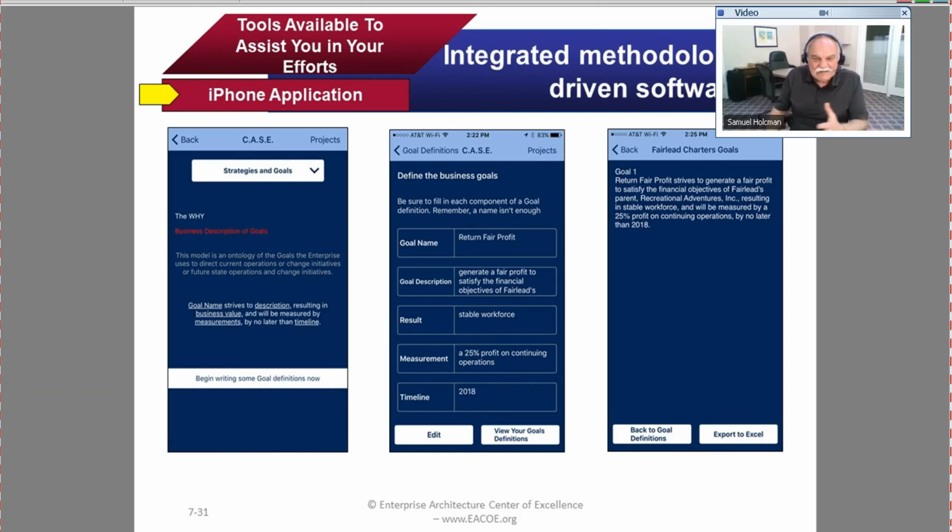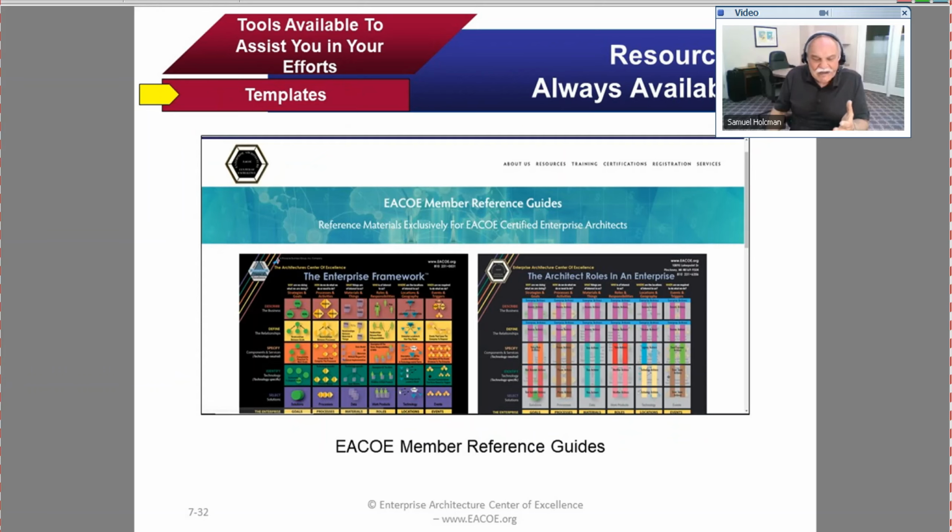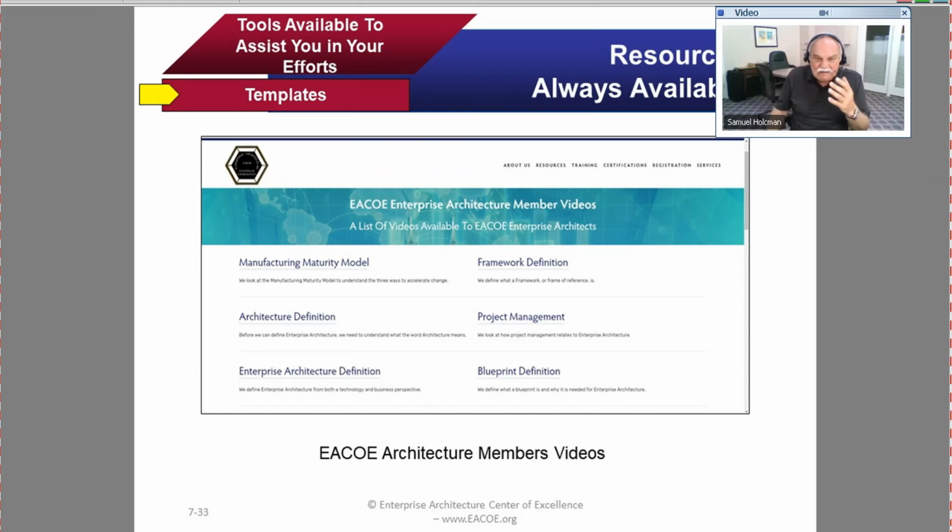So Dana showed you some understandings on these other activities that we're looking at. In addition to that, we have resources available to our practitioners. We have member reference guides. In this particular presentation, we were talking about enterprise architecture. And our courseware, whether it's public courses or on your site, we have a fully self-paced version. We have distance learning, which is remote live sessions. We have the self-paced, included once again in all of that are the course videos.